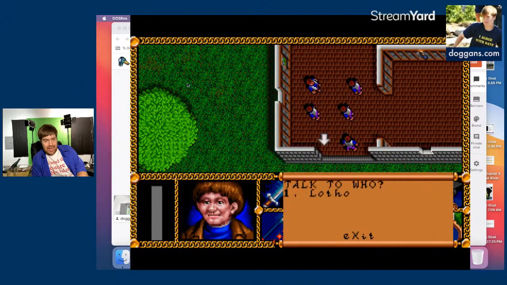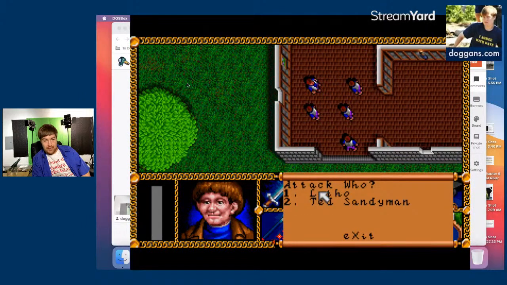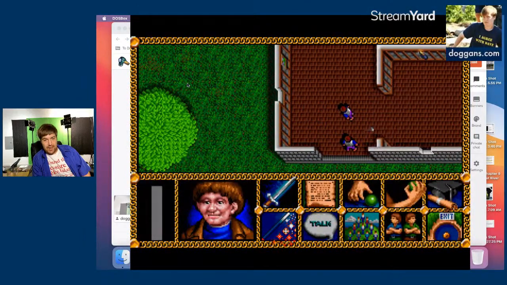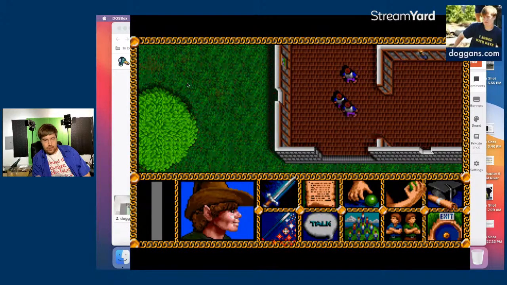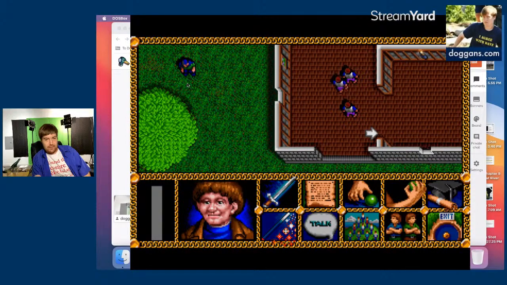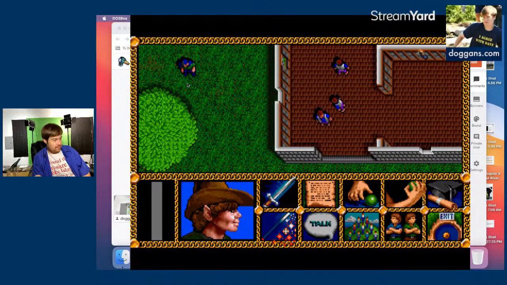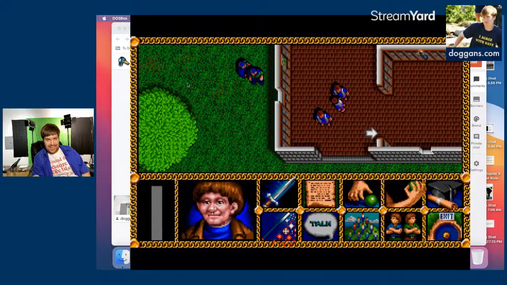So as they're doing their dealings with Sharky, I guess, can I just beat the shit out of Lotho? As you raise your fist against the two hobbits, two big men appear with clubs. Lotho and Sandyman smile and leave you to be beaten. So, fine. Where are these big men? Oh, they are way the fuck far away. This is going to take forever.